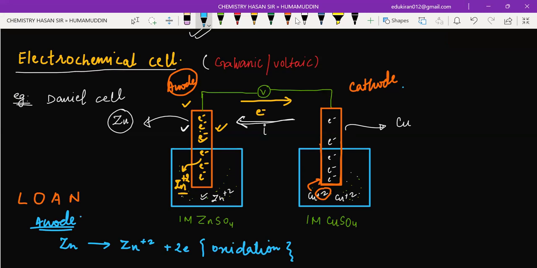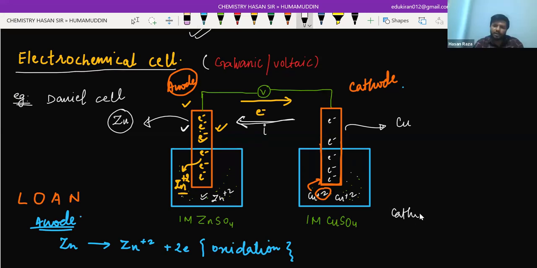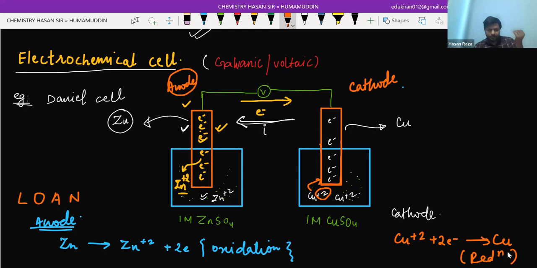And on the right hand side, you can see cathode is there. What is happening on the right hand side? It's very simple. Cu+2 is gaining electron and reduces itself. So this will be reduction. So in this chapter, whenever they ask you what will happen on the left hand side, it is fixed that oxidation will happen. On the right hand side, reduction will happen according to IUPAC. Are you getting my point?